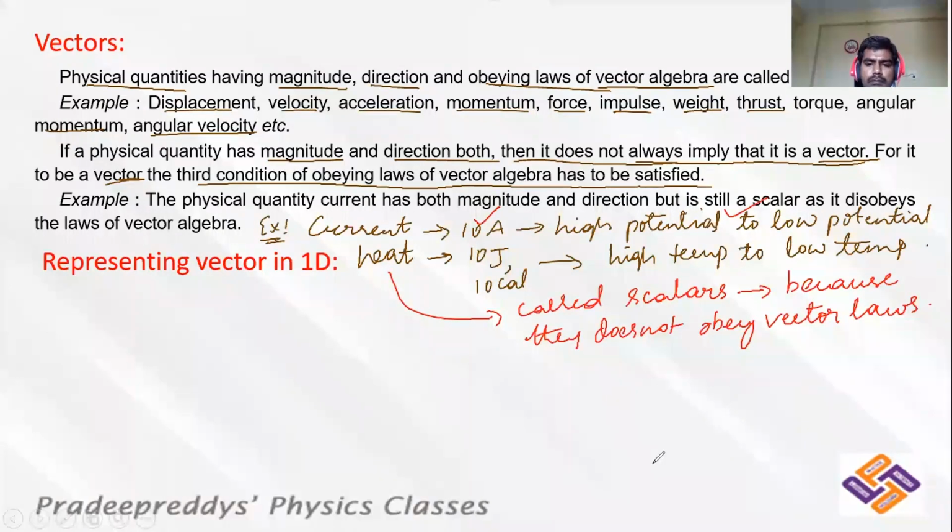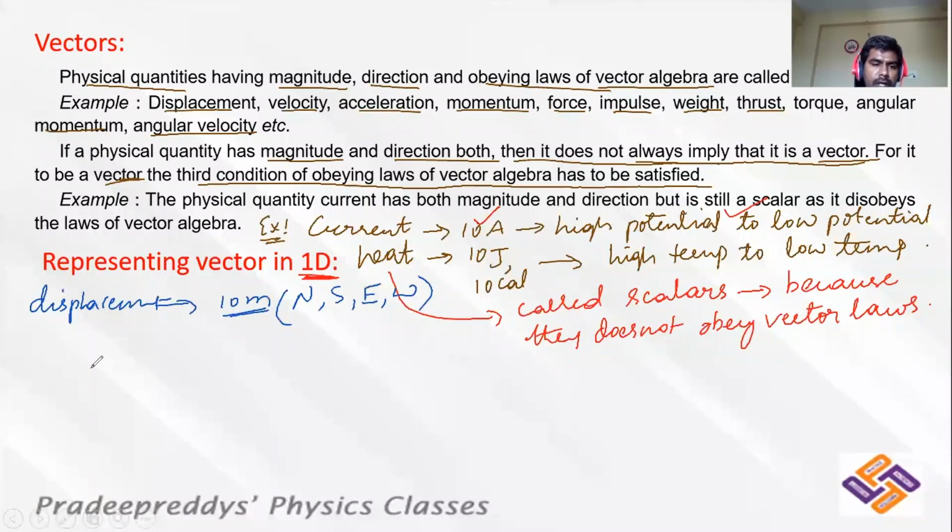Right? Now, how to represent a vector in one dimension? As I told you, a vector should have both magnitude and direction. So how to represent a vector in one dimension? Simply we will write it as, say, displacement. How can you represent displacement? Displacement is 10 meter. It is represented with magnitude. And what about its direction? It can be north, or south, or east, or west. So when you are representing a vector, you will mention its magnitude and also its direction. This is one way to represent a vector in one dimension.